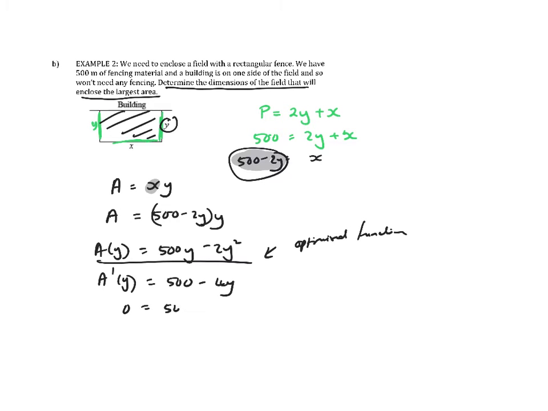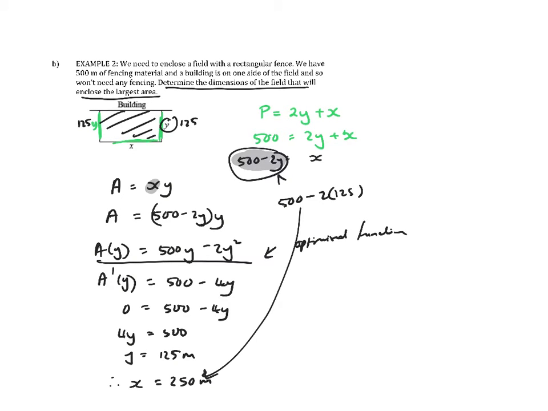So 0 is equal to 500 minus 4y. 4y is equal to 500. Y, therefore, is equal to 125 meters. All right? So if this is 125 meters, that's 125 meters. Therefore, x is going to equal 250 meters. You just substitute into there if you want to. So it's 500 minus 2 times 125, which is then equal to 250.